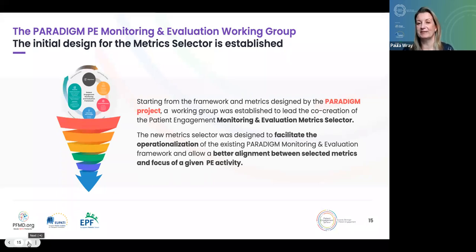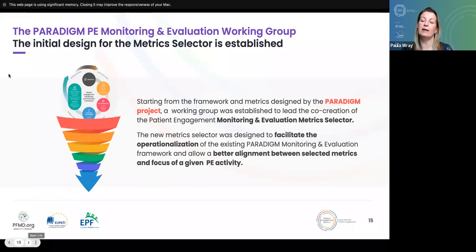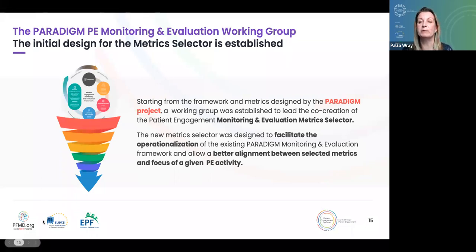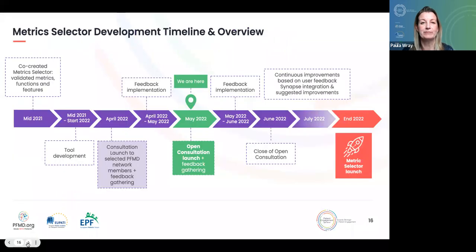And there was a whole process, as I say, of how we then validated those metrics in comparison to the patient engagement quality criteria, and how we made this into a usable tool. Next slide, please. So this is where we are, sort of midpoint in our journey.